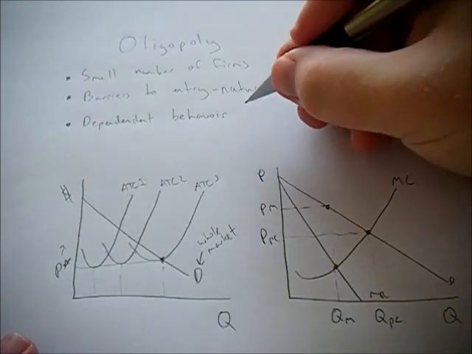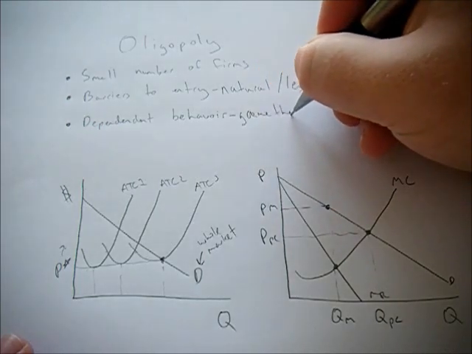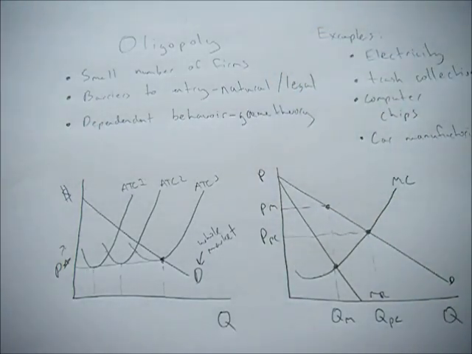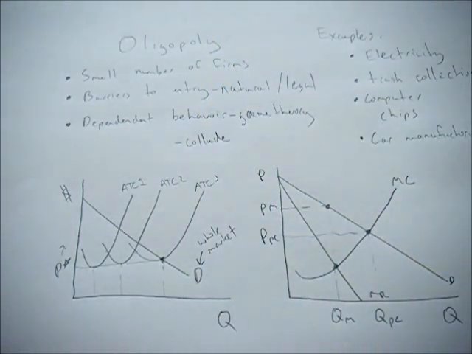firms in the industry. Finally, with dependent behavior, that leads to game theory. So it's how the firms interact with each other. And if the firms collude, which means they get together and discuss their actions, they say, look, I'll charge this price, you can also charge this price, and if we both charge the price, the consumer will have to pay it. However, if one firm charges a high price and the other charges the low price, the low price firm gets all of the business.